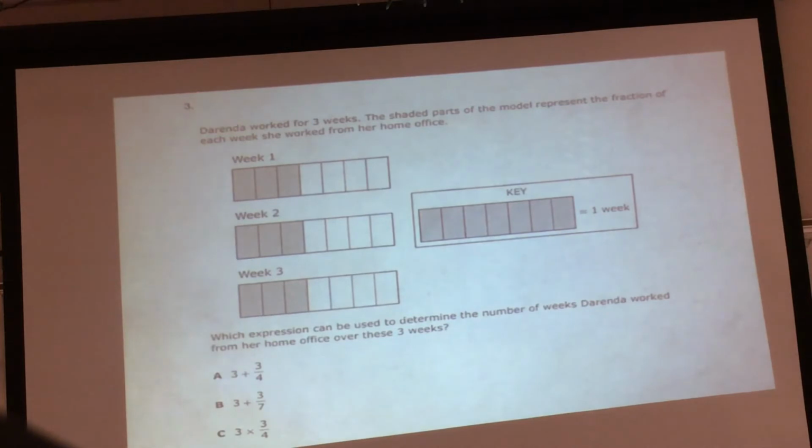Okay, so it says D worked for 3 weeks. The shaded parts of the model represent the fraction of each week she worked from her home office. Which expression can be used to determine the number of weeks D worked from her home office over these 3 weeks? When we think of multiplication, what is it similar to? Adding. So I could add over and over again. So if it was the problem 3 times 4, I could do 3 times 3 times 3 times 3, or 4 times 4 times 4, right?